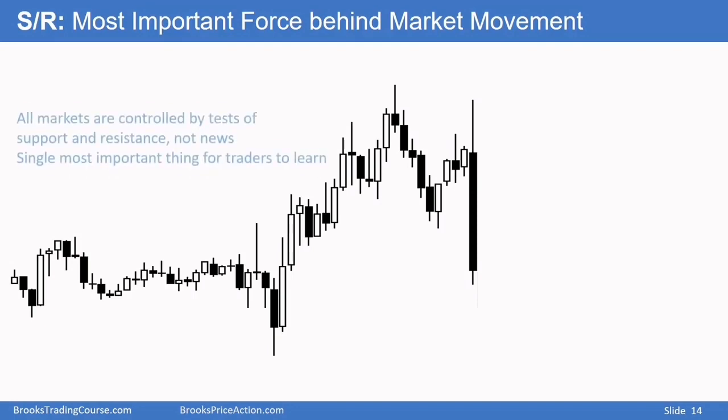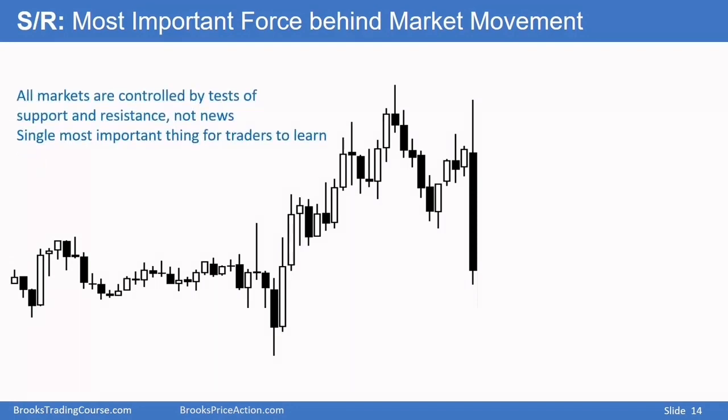Support and resistance is the single most important force behind market movement. Markets are constantly probing support and resistance, trying to find a fair price level or zone of fair prices. That's the single most important thing that traders have to learn. It's not the news, it's support and resistance. The market's in search of a fair price zone.